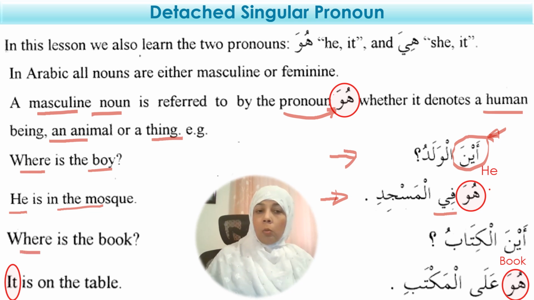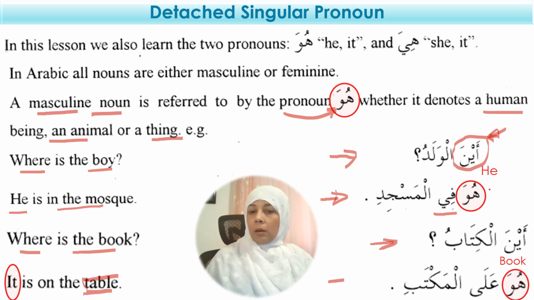Now ask the question, where is the book? So in Arabic you say, Aina al-kitabu. You answer, it is on the table. So you say in Arabic, Huwa ala al-maktabi. So note that we are saying huwa to refer to it. And this ala, it means on, and it is a preposition. So we will study this in a future lesson, InshaAllah. Huwa ala al-maktabi. So here the maktab means it is a table, but it can also mean office.